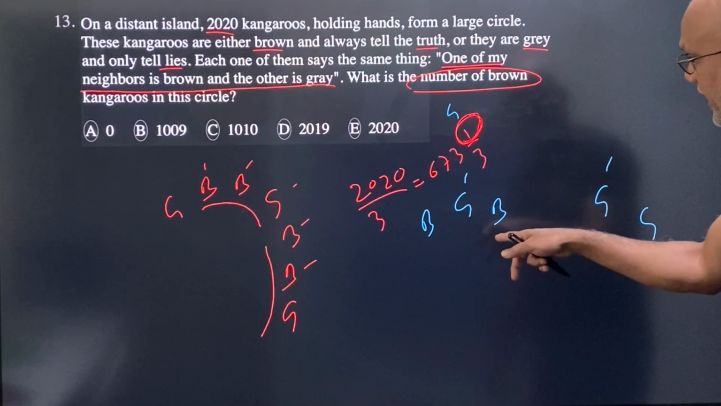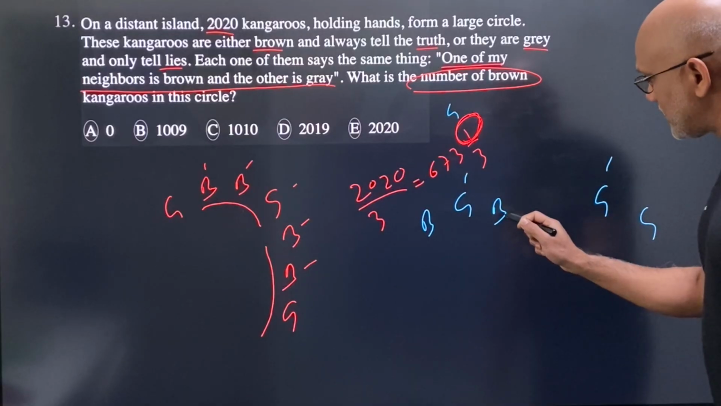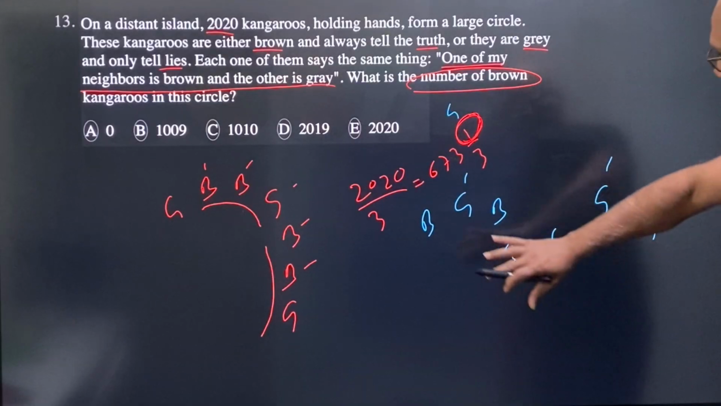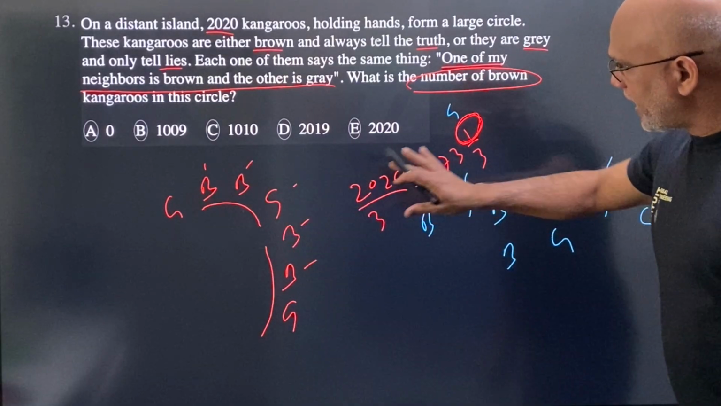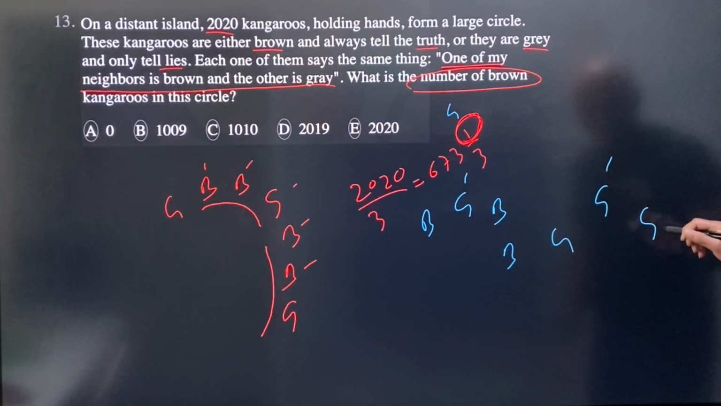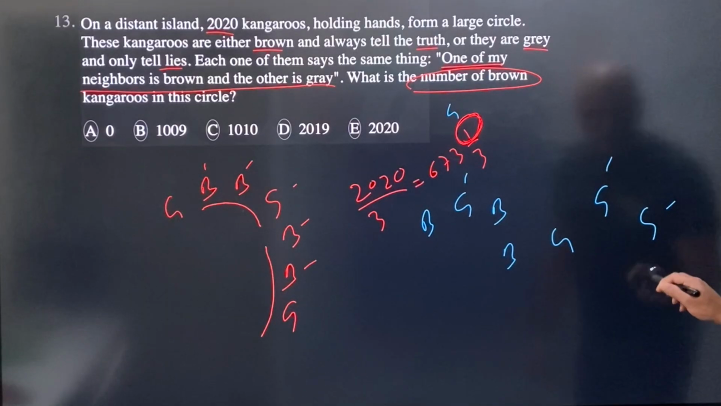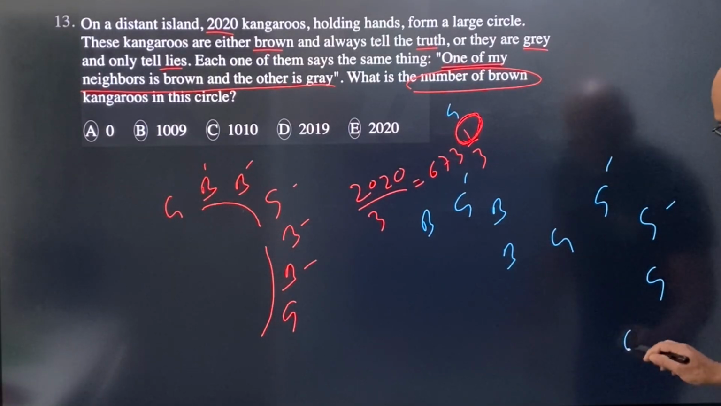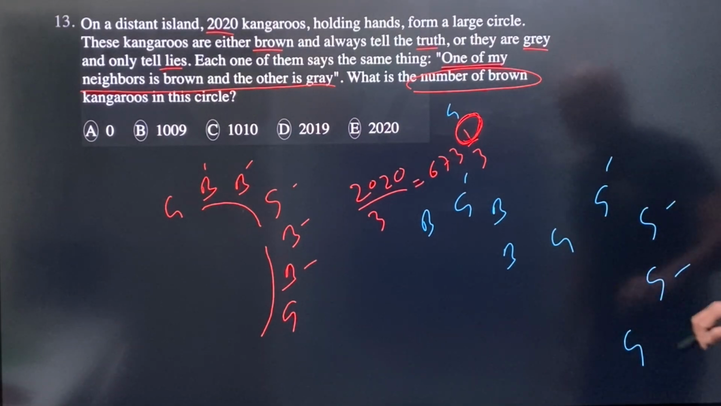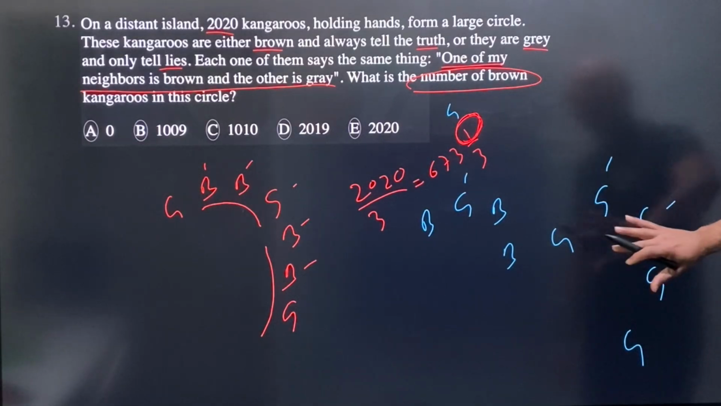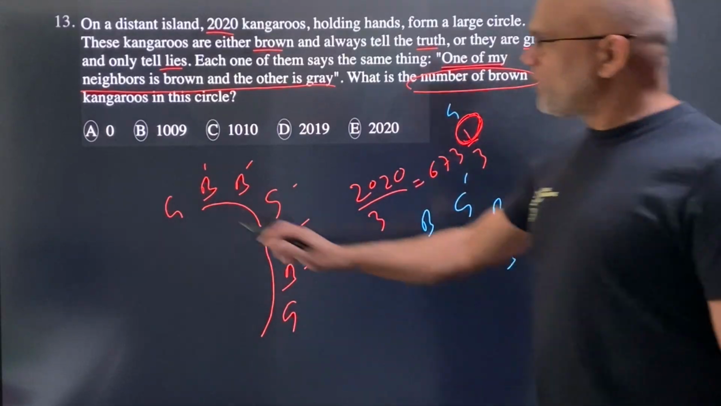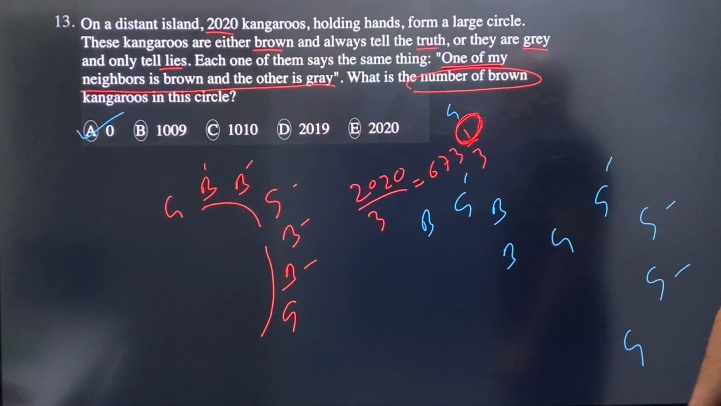Now, in this case, the brown kangaroo is telling the truth. So on one side there is grey, so the other side there has to be a brown. And you will see that this will lead to this pattern, and again, that is not going to work out. In this case, if this is lying, there has to be a grey on both sides, so on and so forth. So all the kangaroos are going to be grey kangaroos, right? So this is the only case that is going to work actually. So there will be no brown kangaroos. A is the correct choice.